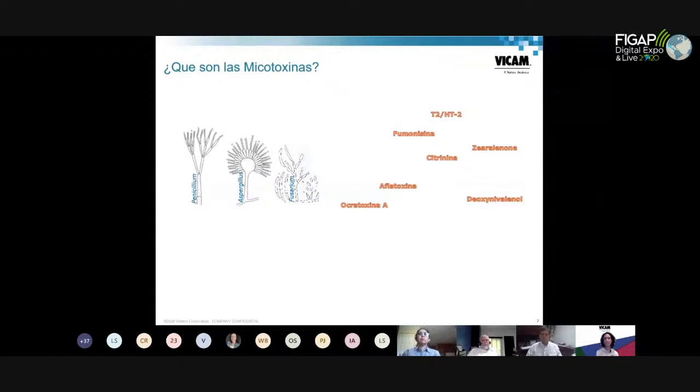And this is a picture of the different types of molds.